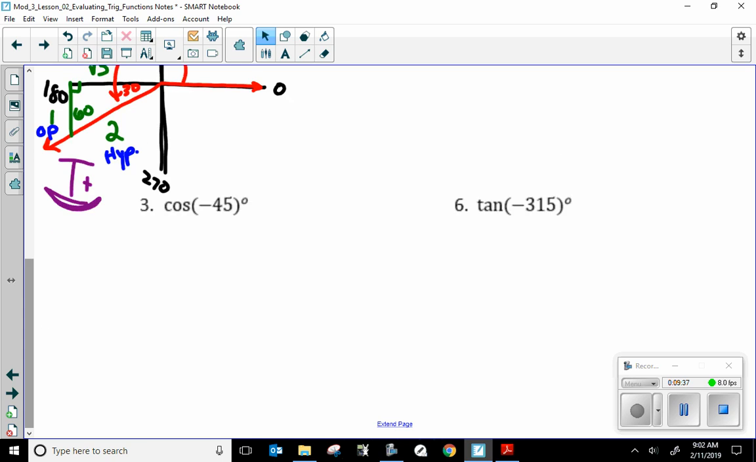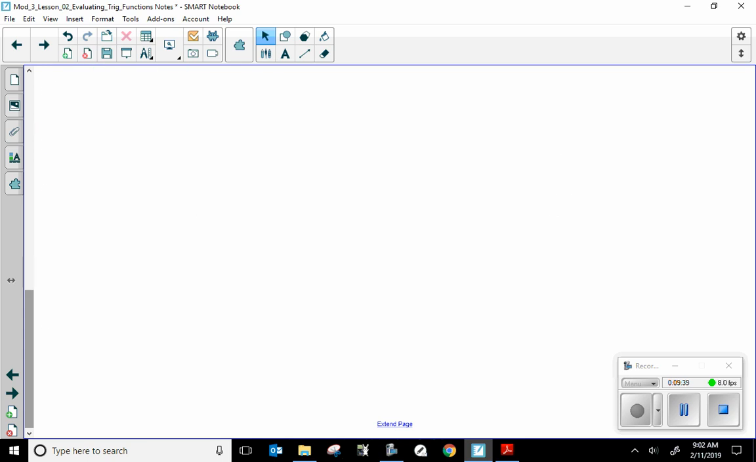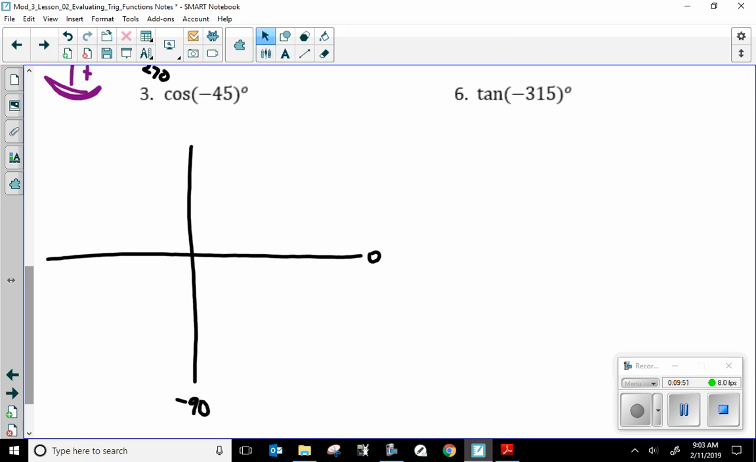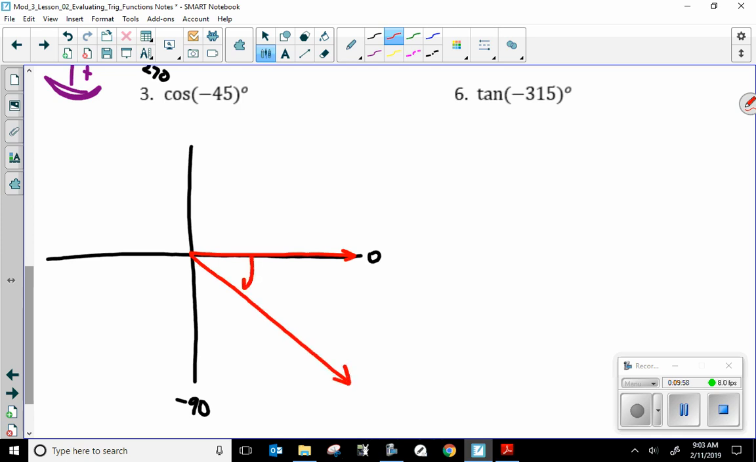Let's go to example 3. All right, let's give ourselves a little bit more room here. Example 3, cosine. Ooh, I've got to draw a negative angle, which means I need to go clockwise. Here's 0, here's negative 90. Okay, negative 45 is exactly in between those two. This will be negative 45 degrees, okay?